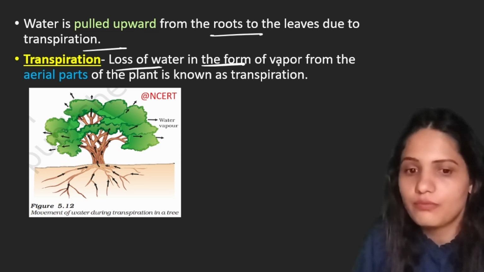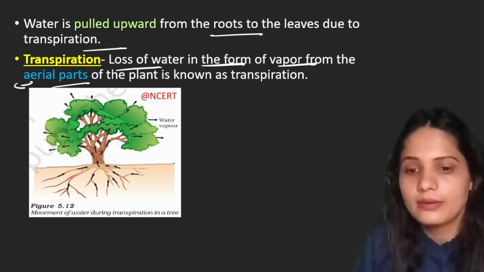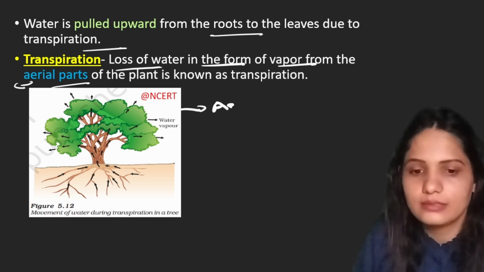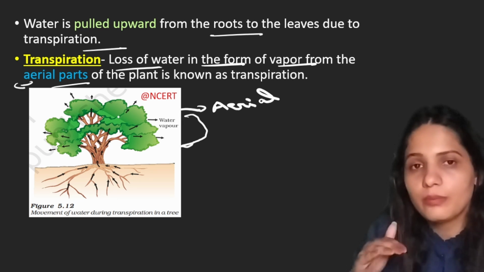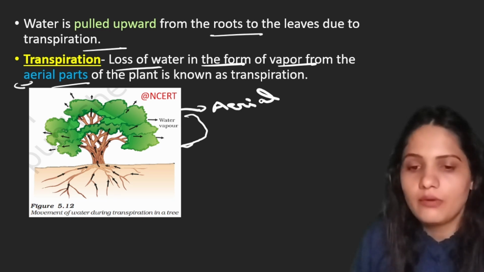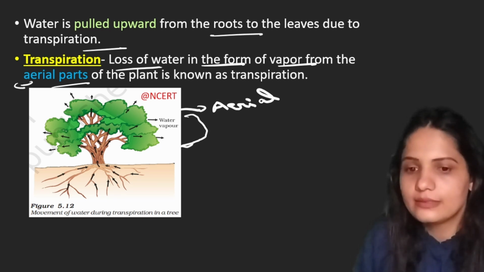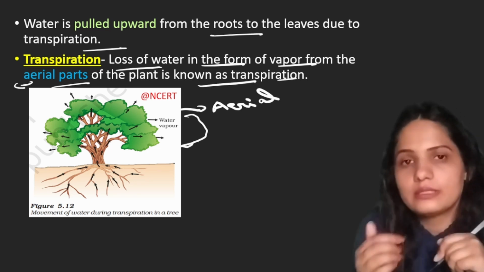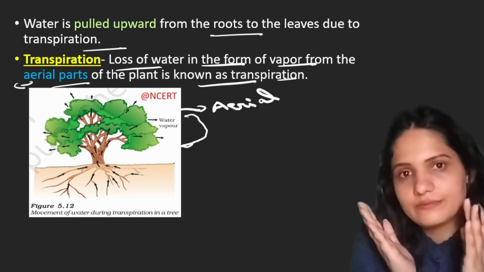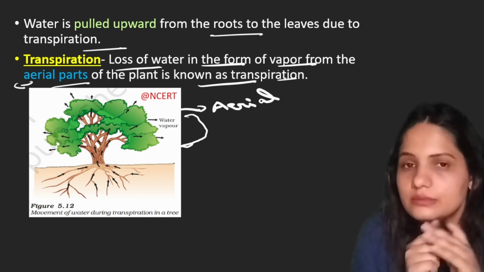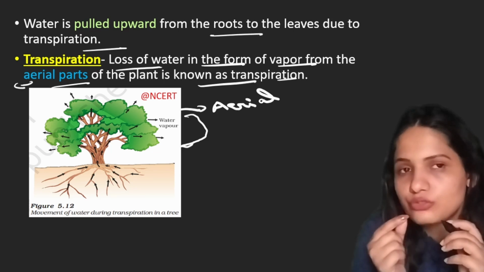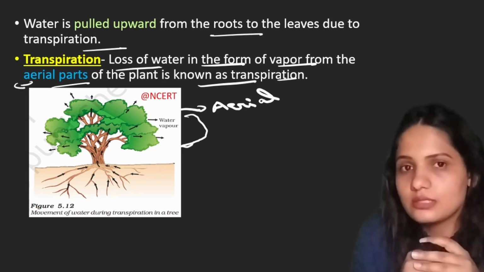Transpiration is the loss of water in the form of vapor from the aerial parts. Aerial parts are the parts which are present above the soil. These are aerial parts, which are above the soil. Loss of water in the form of vapor from the aerial parts of the plant is known as transpiration. Water is continuously lost from the leaves and from the stem of the plant. If you see in winters in the morning, you can trace small droplets on the leaves of plants. That is the result of transpiration.